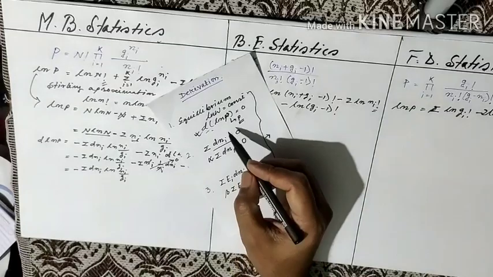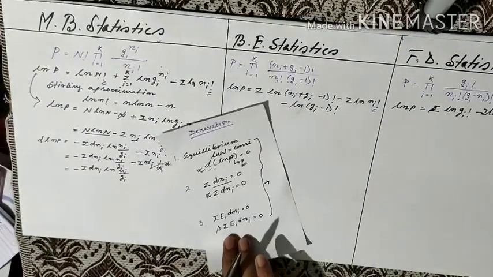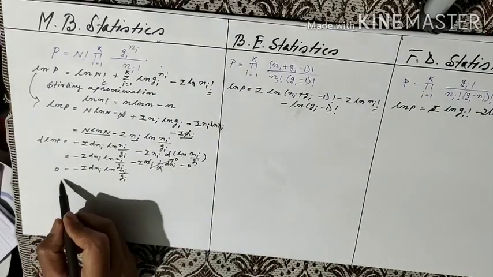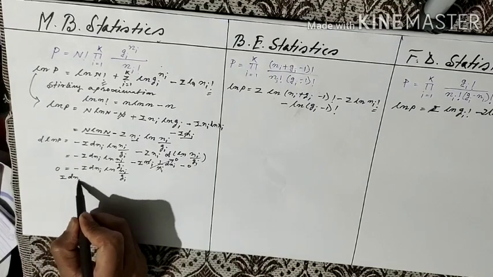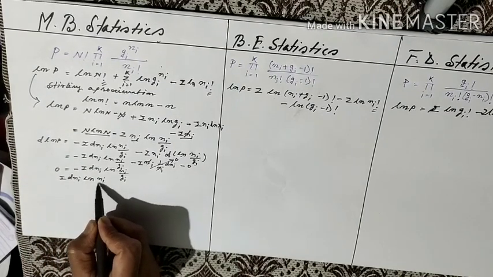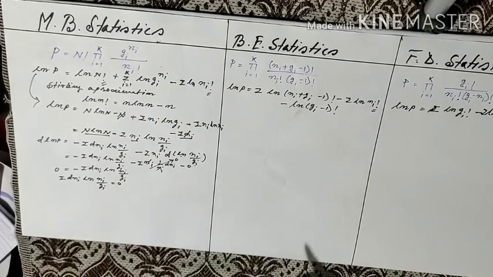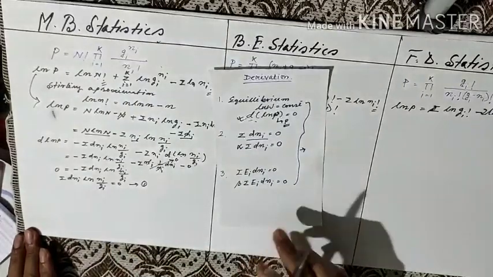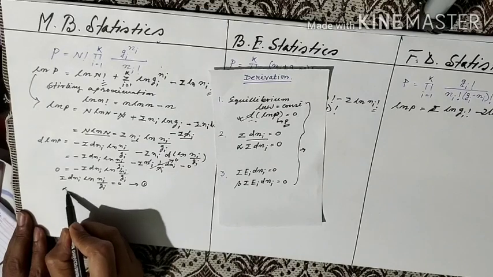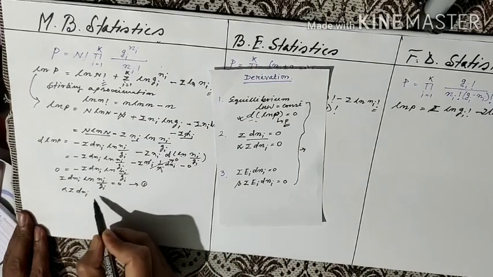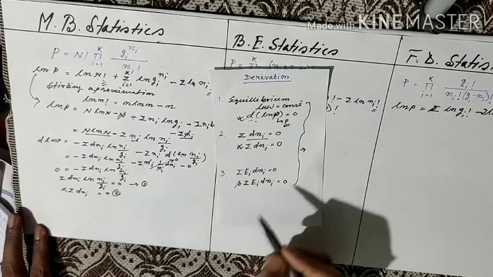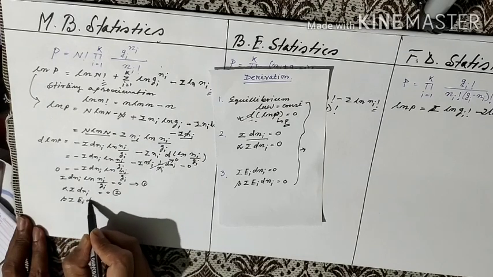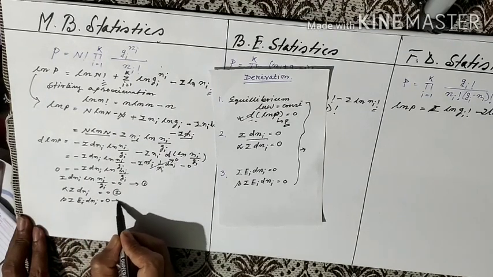Now considering the first condition, d ln p is equal to 0, my left hand side is equal to 0 here. Okay, so removing this sign, I will get summation of dni ln ni by gi is equal to 0. This is the first equation. Then I will consider the second one, alpha dni is equal to 0, mark it 2. Then beta summation of ei dni is equal to 0, mark it 3.